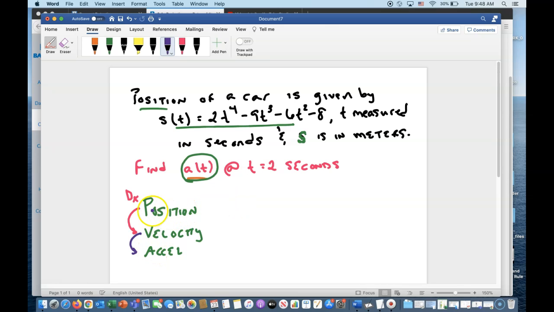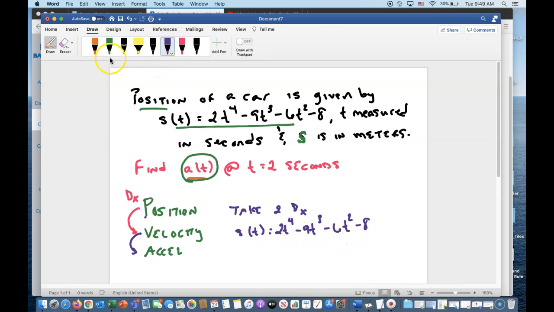Well, how would I go from position to acceleration? I just need to take two derivatives. Okay, so I'm abbreviating derivatives as d of x here. I'm going to start with my original function, s of t. I'm going to take the first derivative and then the second derivative. I like to do that like this. s of t equals 2t to the fourth minus 9t to the third minus 6t squared minus 8.